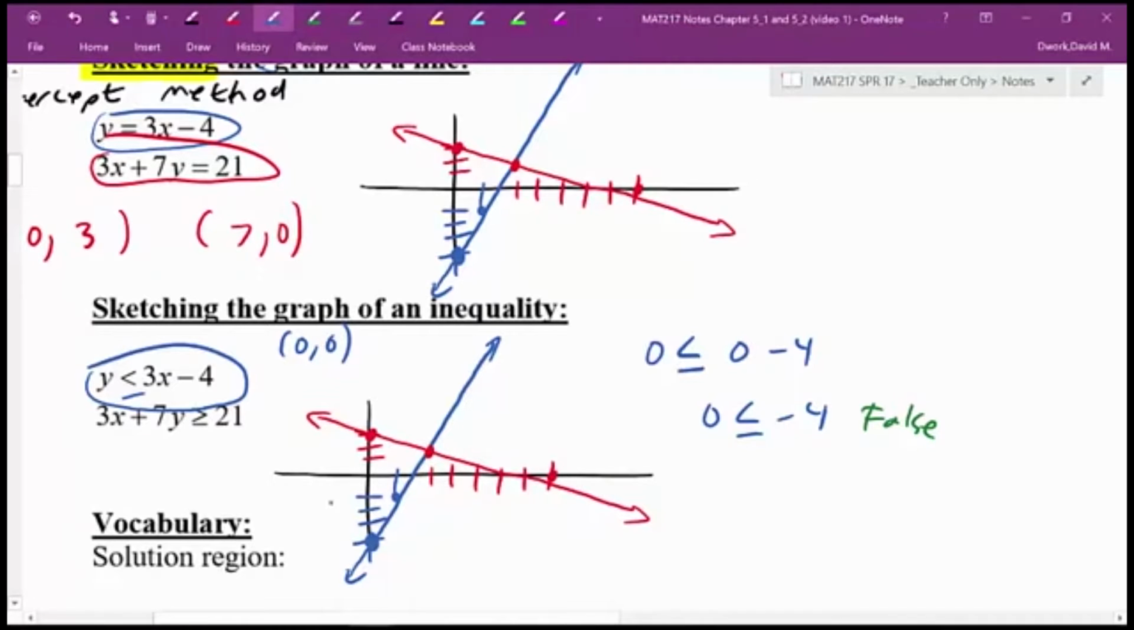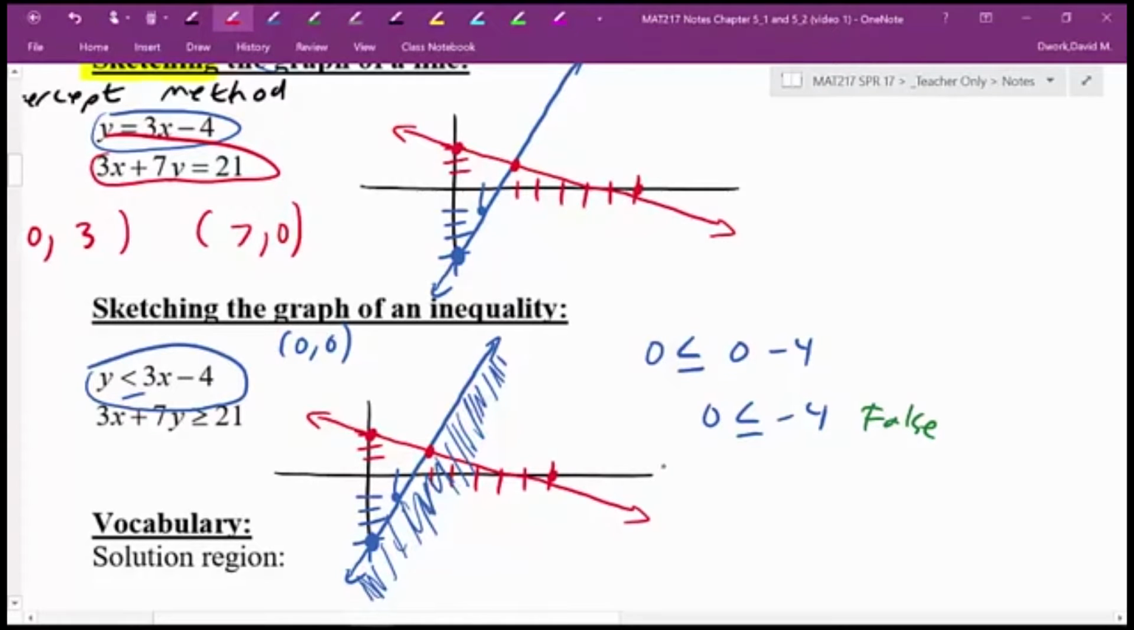So what that means is this side of the blue line is not where my solutions are. It gave me a false result, which means the other side is. So I'm going to shade this way. This is my side where I have solutions for my blue line.